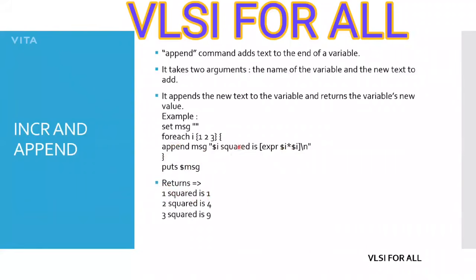Then it enters the second loop where i takes the value 2, and it appends to the variable message 2 squared is expr 2 into 2, which is 4. And in the third loop, i takes the value 3 and it appends 3 squared is 9 to message. After the end of this loop, if you just print $message, this would be the value.